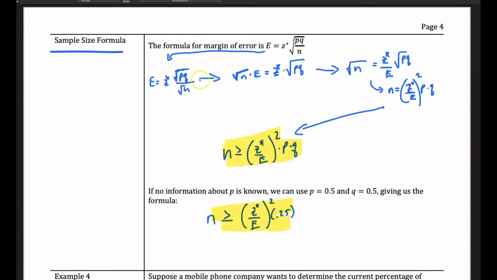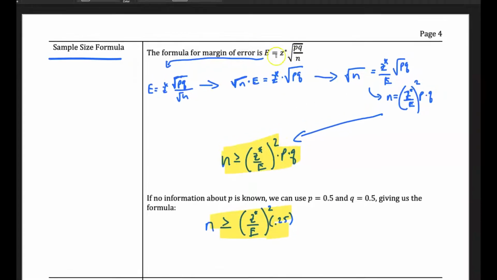This is the algebra, by cross multiplying and squaring both sides. You end up at the n, meaning sample size, which is an estimate. We're trying to figure out the smallest sample size we need. So n has to be greater than or equal to this part here: your critical z, depending upon your confidence interval, your margin of error, how many percentage points you want your error to be, and then times p times q, if we have some estimate for what p and q are.